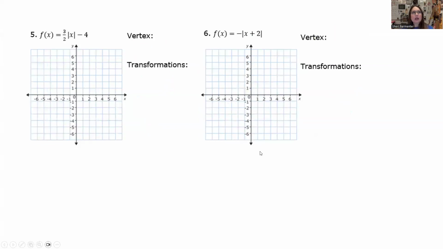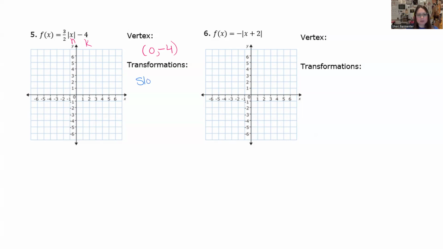Let's do some more. Example 5. Remember, I've got to identify my slope, my h, my k. So my h is always with x, and then my k is after. What is the vertex for this one? There's no number with the x. So what should it be? 0. So my vertex is going to be 0, and then what? -4. Very good.